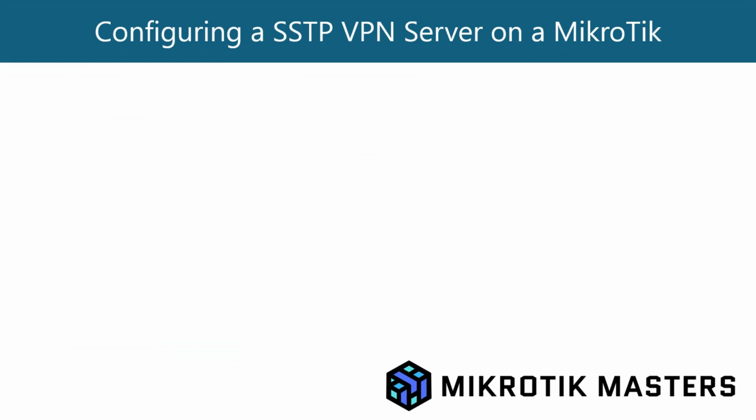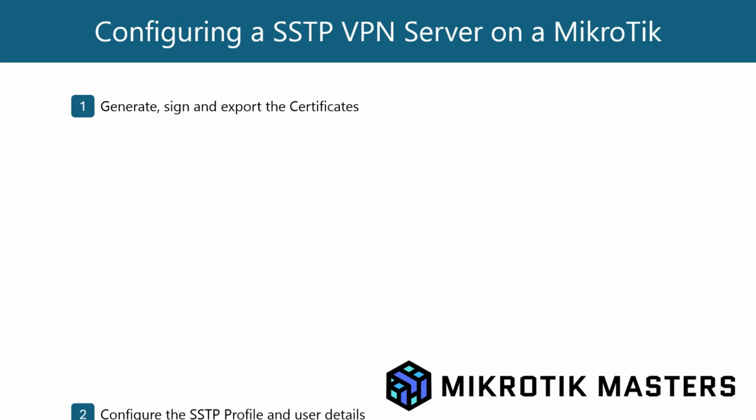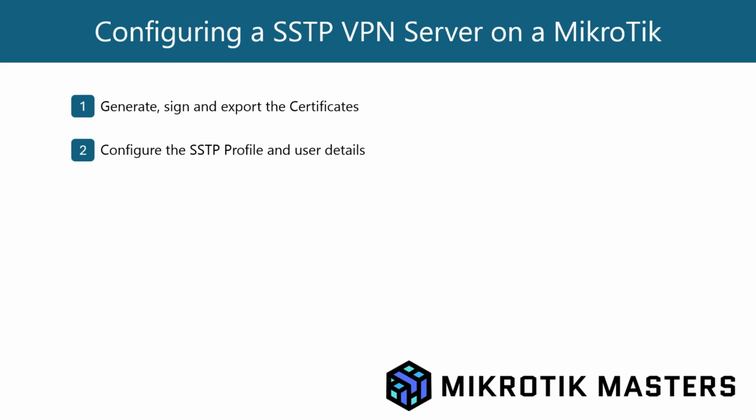Today we're going to be looking at configuring an SSTP VPN server on a MikroTik. Basic steps: we'll generate, we'll sign, and we'll export a certificate. We'll configure the SSTP profile and user details on the MikroTik, and then we'll export that certificate onto a Windows device. We'll install a certificate, provision a VPN client, and test.